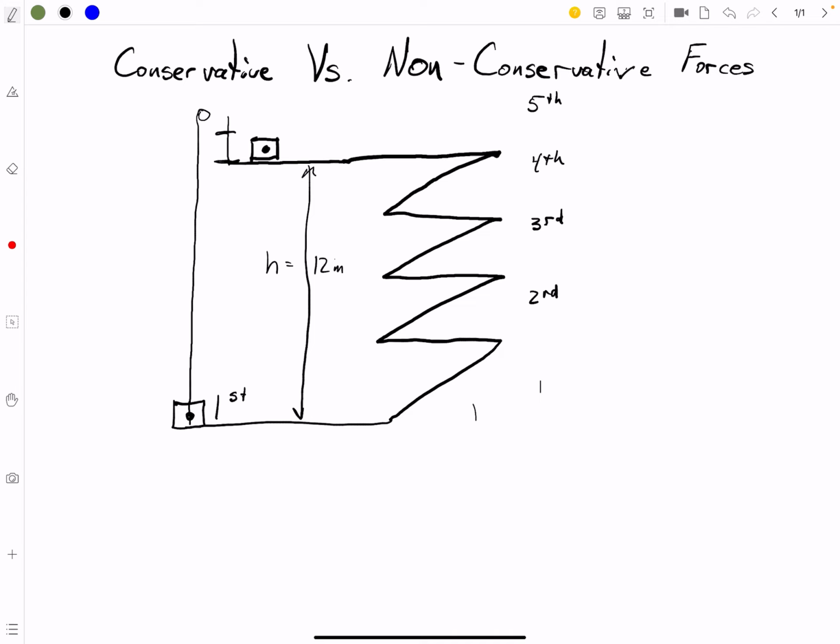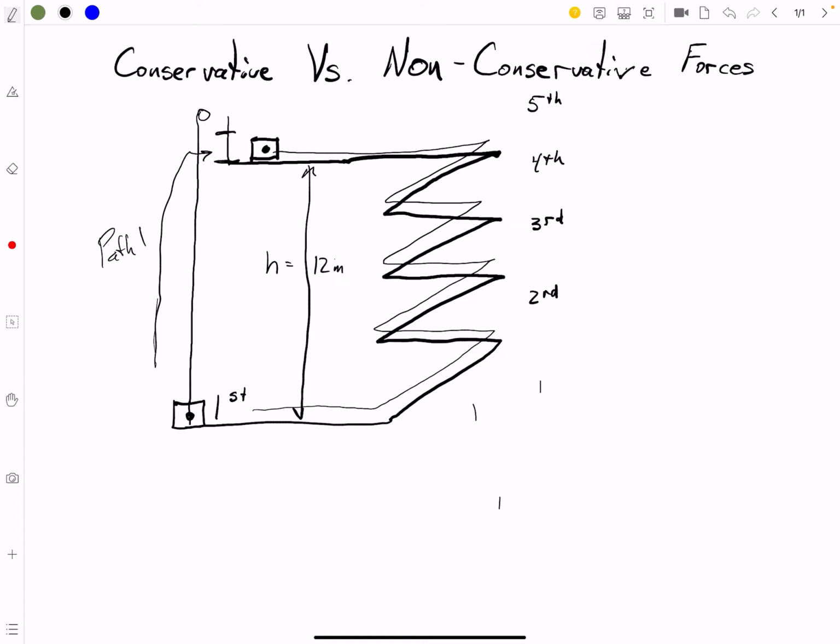So we've got two paths. We've got one path this way, path 1, and then we've got this path where you go like this, and over here, and up there, and over here. Okay, and then it goes there.